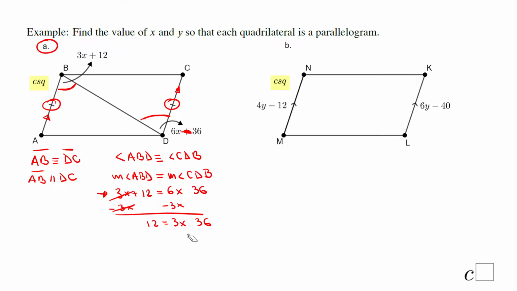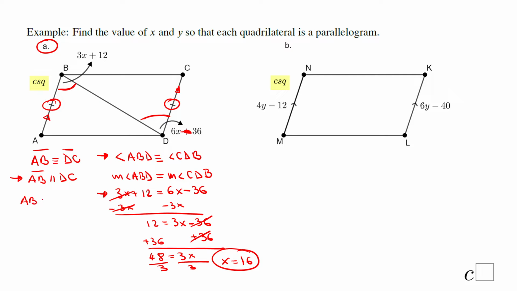Apologize for that. Other than that, we're going to get an x that is negative. So I'm going to add 36, and I have 48 equals 3x. Divide by 3, get x equal 16. So for x equals 16, we're going to have these two angles congruent, which means AB parallel with DC, but also they are congruent, so then we know ABCD is a parallelogram.